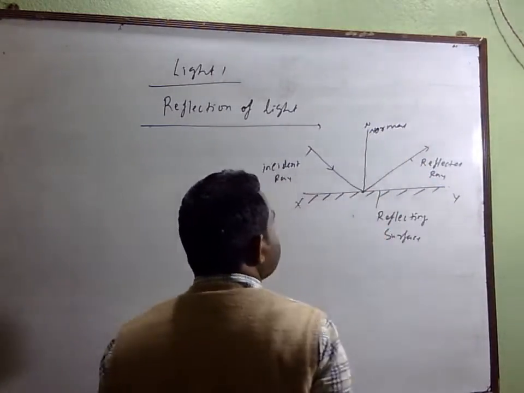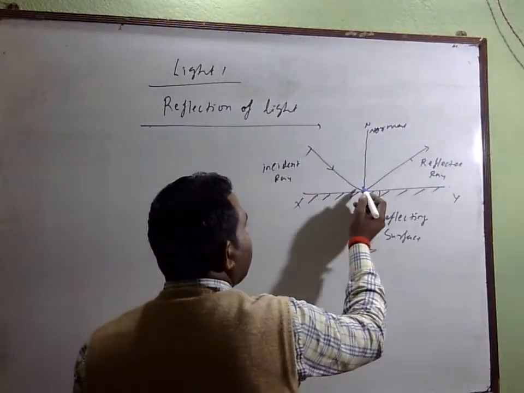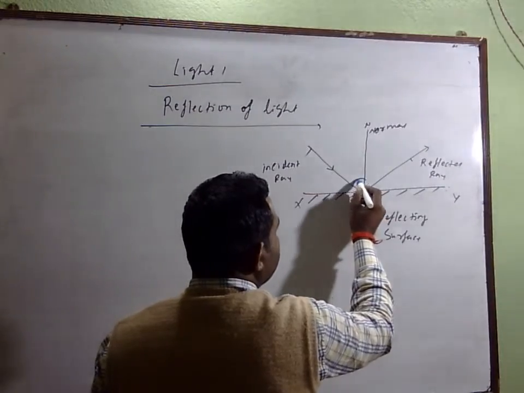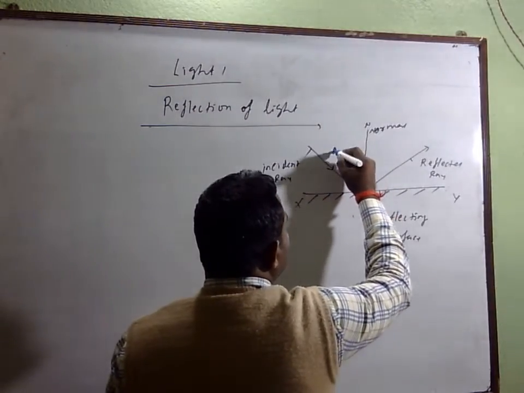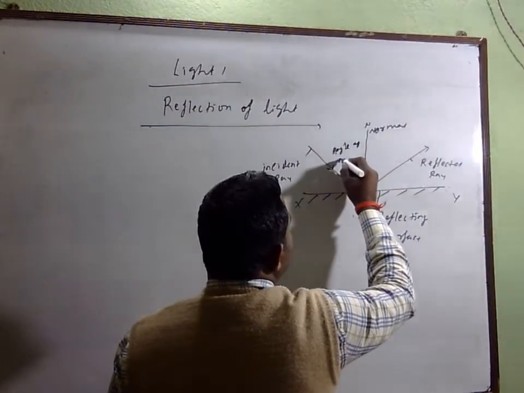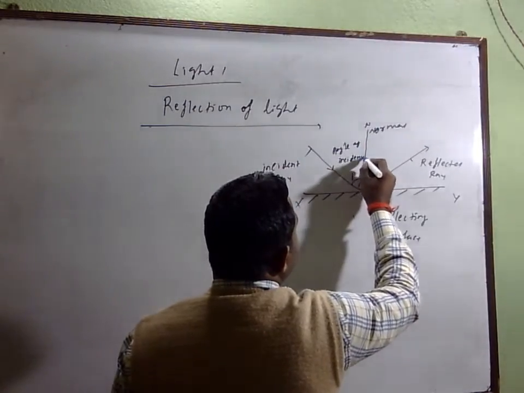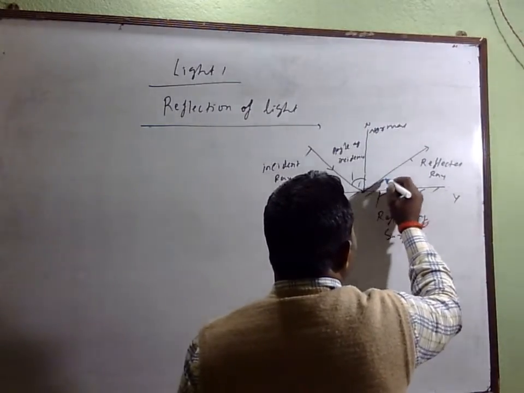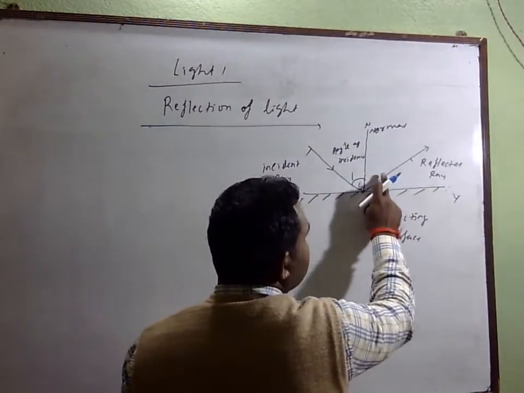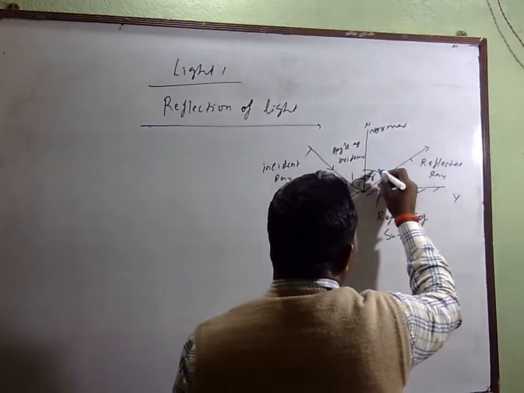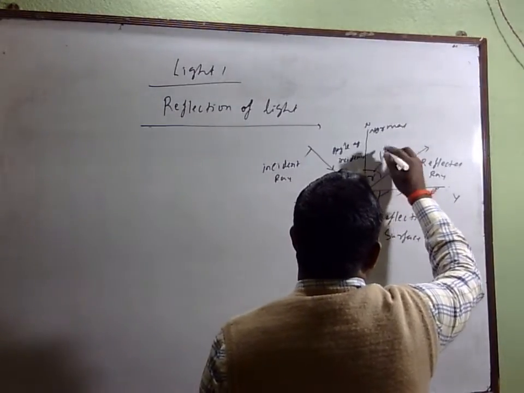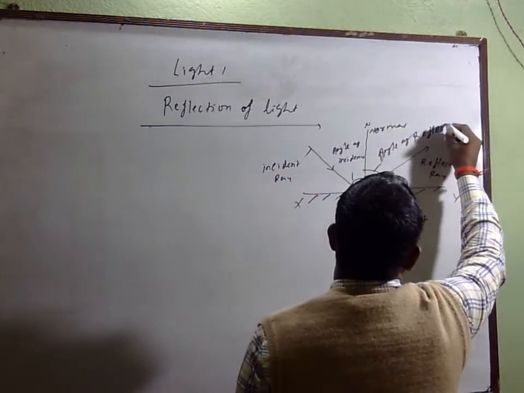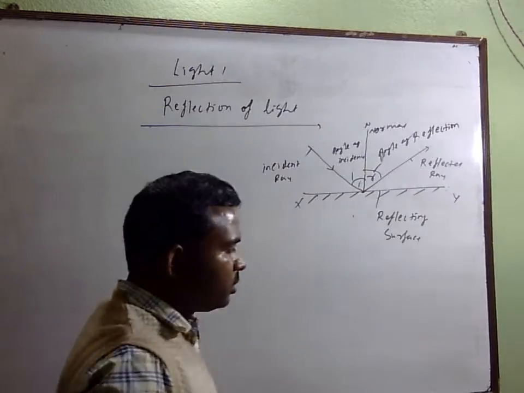The ray of light is coming like that, and the angle formed by the incident ray and this normal is called the angle of incidence. The angle formed by the reflected ray and the normal is called the angle of reflection. Are you able to see this one?